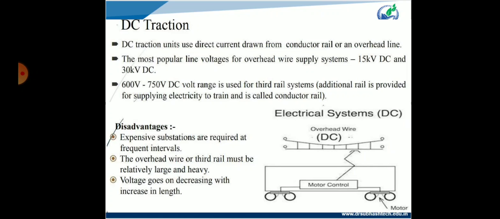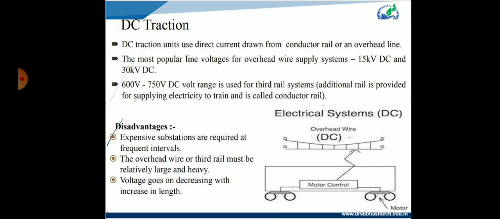The first is DC traction. DC traction units use direct current drawn from a conductor rail or an overhead line. The most popular line voltage for overhead wire supply systems is 1.5 kV DC and 3 kV DC. 600 volt to 750 volt DC range is used for third rail systems. An additional rail is provided for supplying electricity to the train and is called the conductor rail.